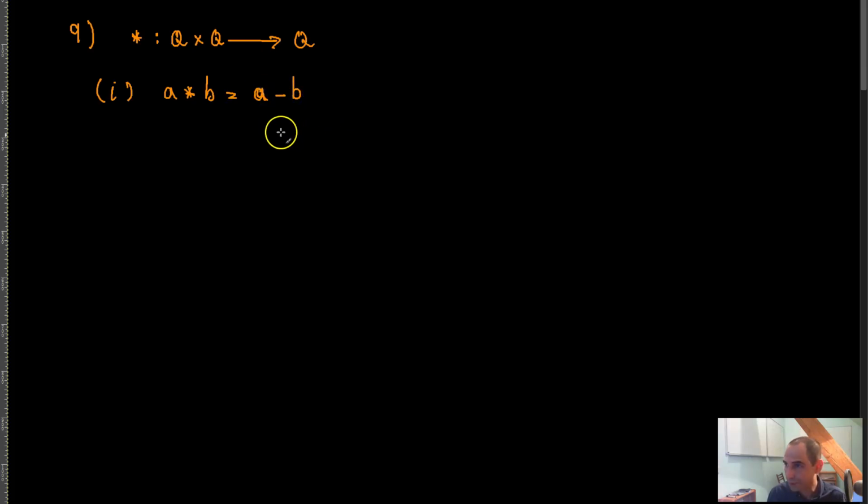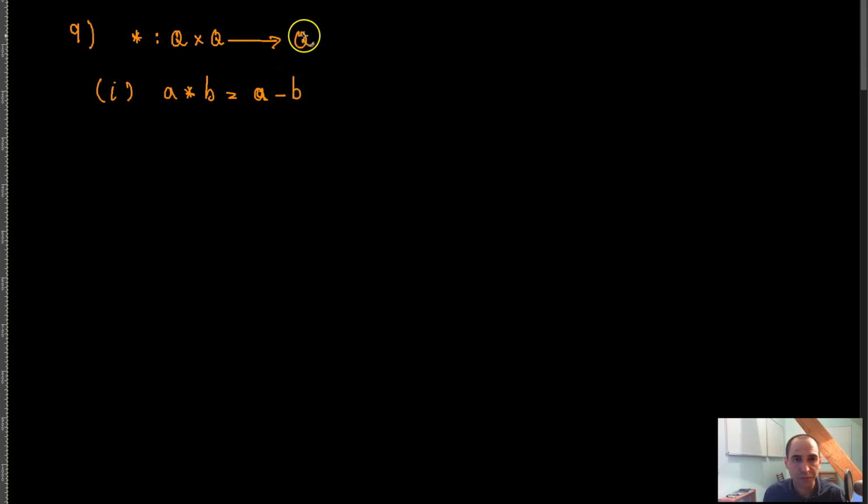So this is question number 9, and you have a binary operation on the set Q, as follows. Part 1 of this question is that A star B is equal to A minus B. Now the question that you want to answer is whether star is commutative or associative.